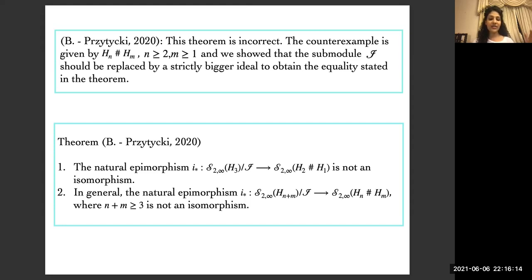So what we actually showed was that the natural epimorphism due to the embedding of H3 into H2 connected sum H1 is not an isomorphism. And then in general, the natural epimorphism of Kauffman bracket skein modules due to the embedding of H(n+m) into Hn connected sum Hm is not an isomorphism when n plus m is greater than or equal to 3. So we're going to prove this theorem now.